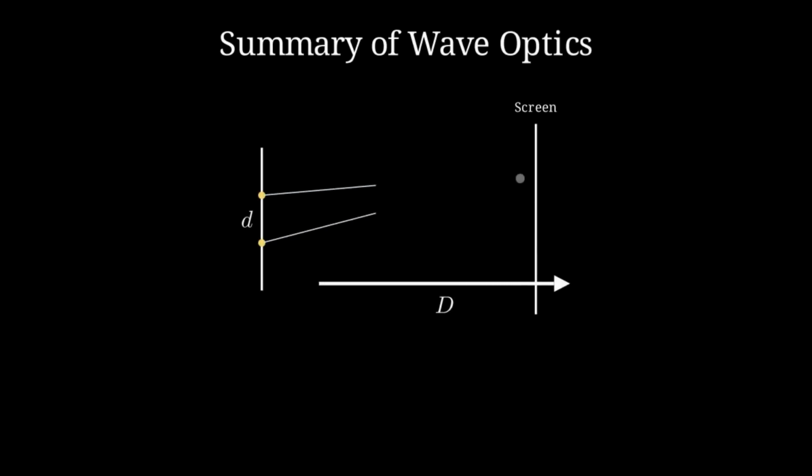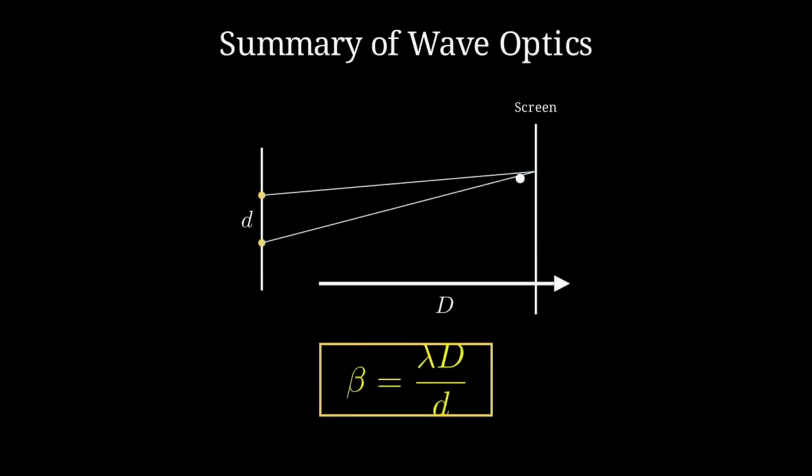By measuring the fringe width, we can accurately determine the wavelength of light used in the experiment.